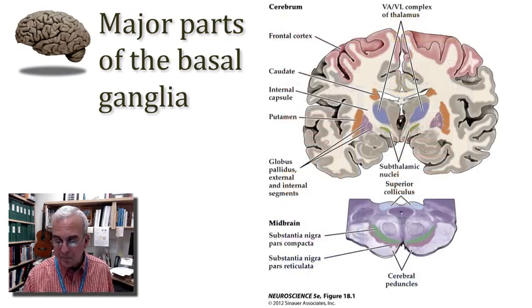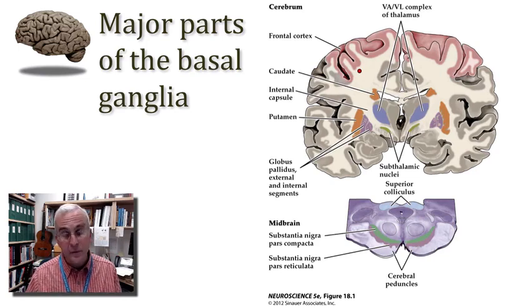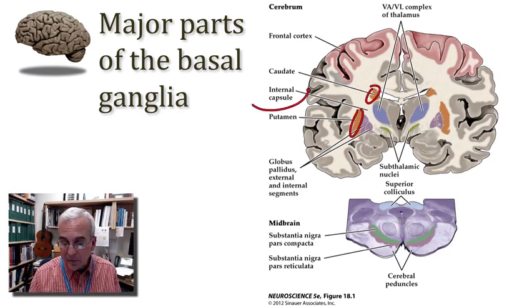Okay, I think we're ready to actually look into the brain and see what some of these structures actually are. So first, with an illustration, what we have here is a coronal section through the forebrain, and this allows us to see the various components of the striatum that are visible at this level. We see the putamen and the caudate nucleus, divisions of the striatum that are separated by the internal capsule.